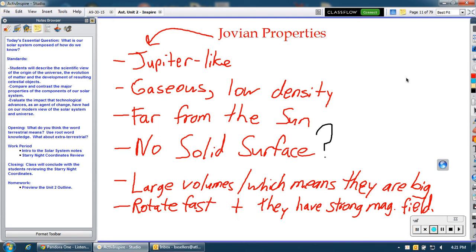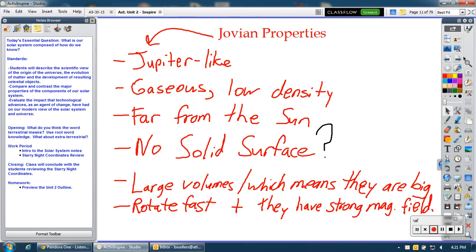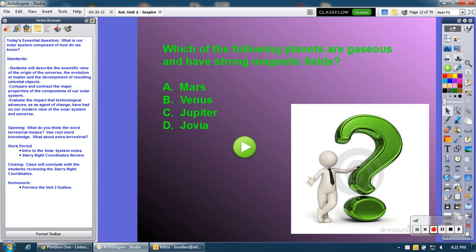So, Jovian properties are almost opposite to a terrestrial in many ways. They're gaseous. Whether they have a solid surface or not is a question mark. It's something we're always still trying to figure out. They're relatively low density. They're far from the sun. They're really large volumes, so that's why their density tends to be lower. And they rotate fast. And they have really strong magnetic fields. The word Jovian means Jupiter-like.